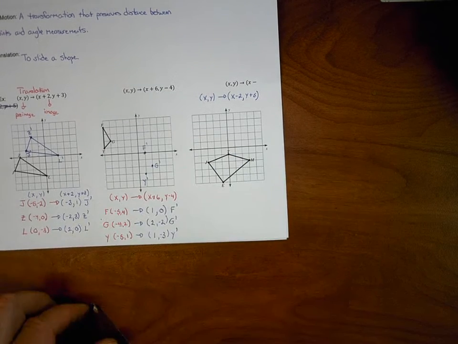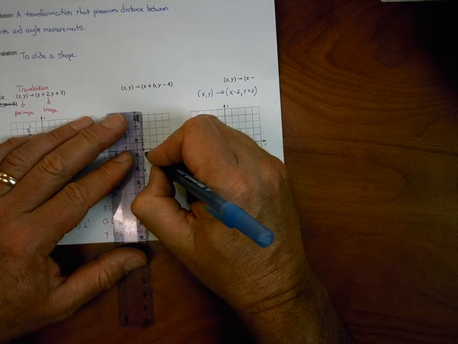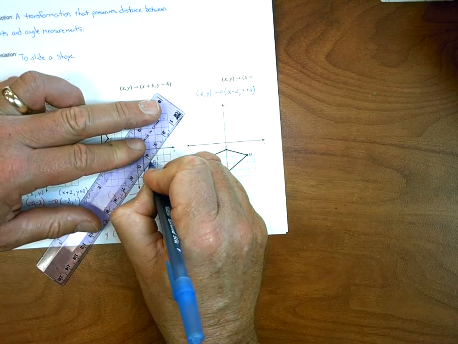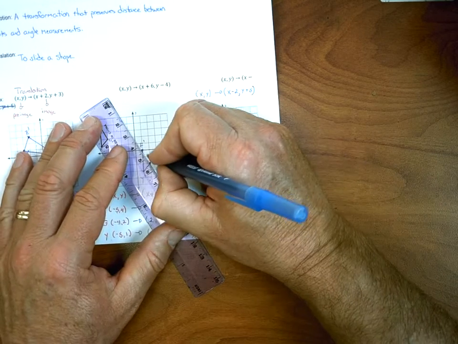And then what we do is we connect the points using a straight edge. Okay, use a straight edge to connect the points. Don't just hand draw them. We want to make this as neat as possible.